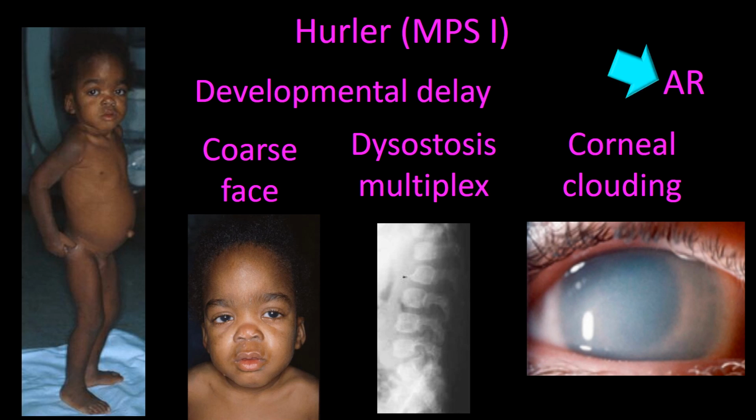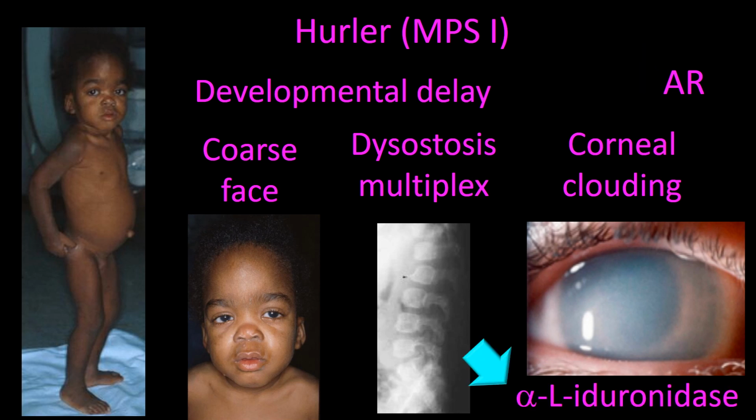Hurler's is an autosomal recessive condition due to alpha-L-iduronidase deficiency. One point that helps distinguish Hurler from GM1 is age of presentation. In patients with Hurler syndrome, coarse facial features appear after 6 months of age. In patients with GM1, facial features become coarse in the first 6 months of life.